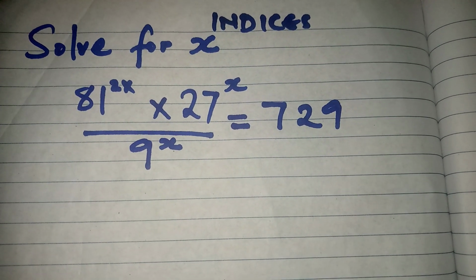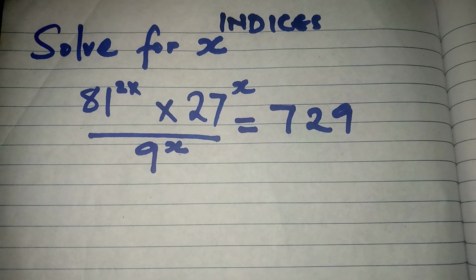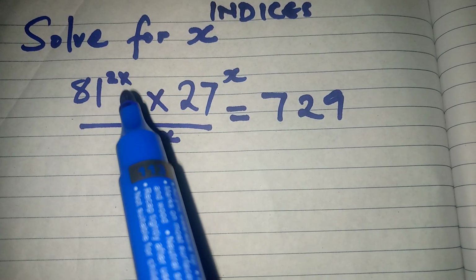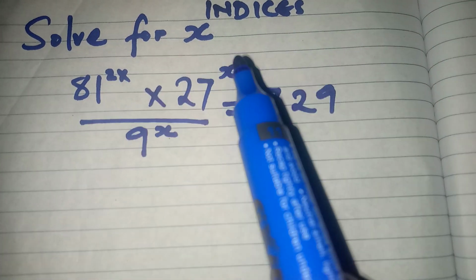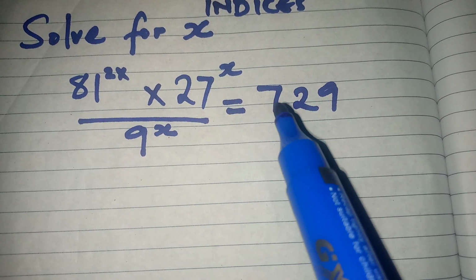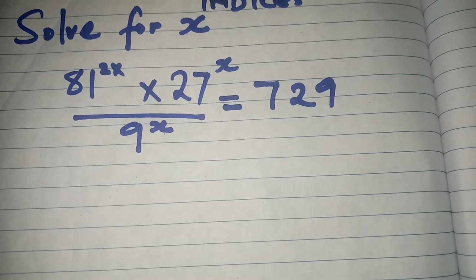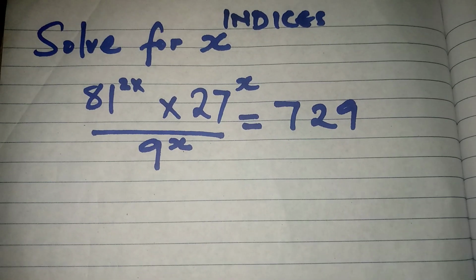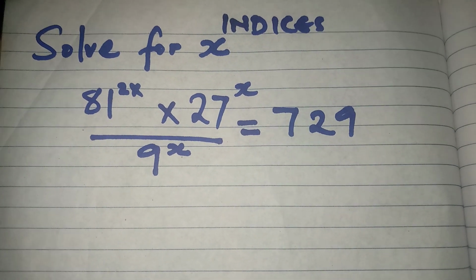A typical example is here. We have 81 raised to power 2x times 27 raised to x all over 9 raised to x is equal to 729. So this one is very simple.